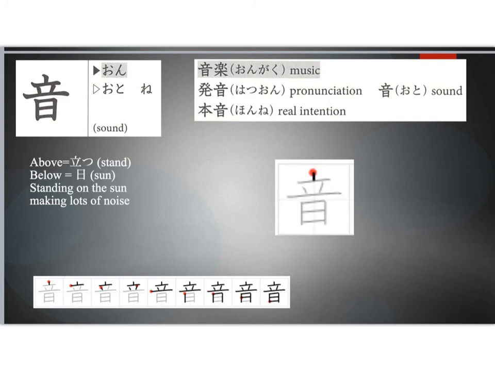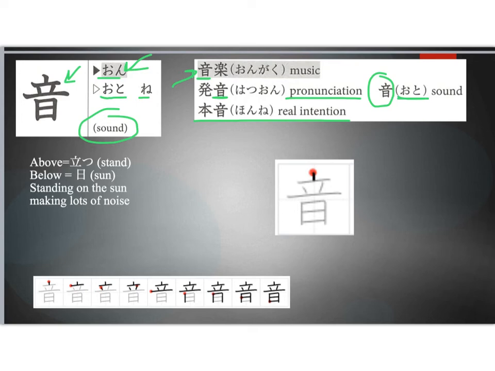This kanji means sound. And this is actually, the onyomi here is on. And when I say onyomi, this is actually the kanji I'm referring to. The kunyomi is oto or ne. So we find it in ongaku, as well as hatsuon, which means pronunciation. By itself, it's read the kunyomi, which is oto. And then you have honne. Honne is a real intention.